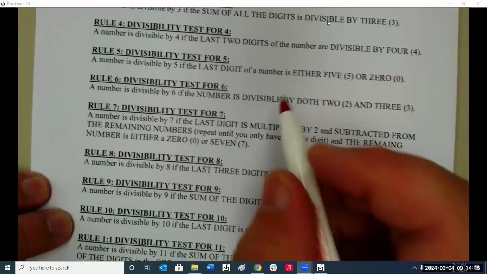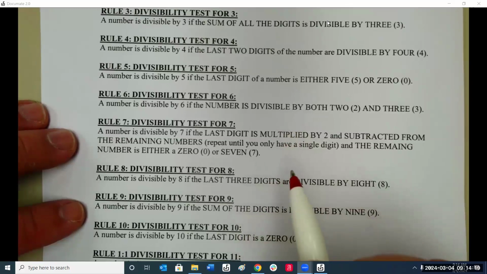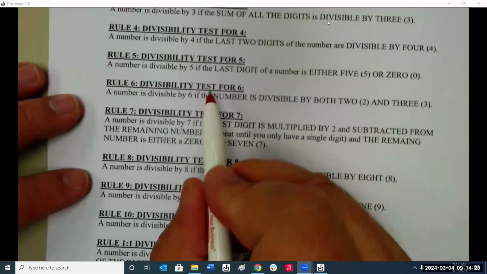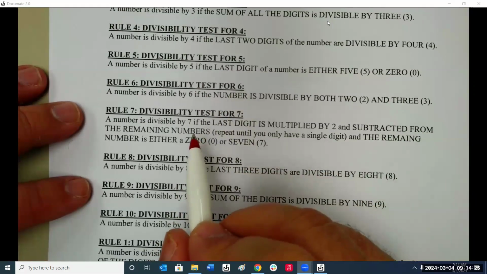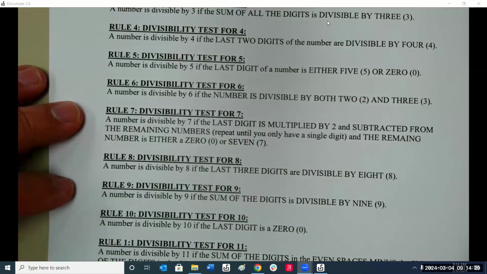Divisible by 5 if the last digit is 0 or 5. A number is divisible by 6 if the number is divisible by both 2 and 3. So what's the rule for 2? It has to have a 0 or an even number at the end. And if you add up all the numbers, it has to be divisible by 3.